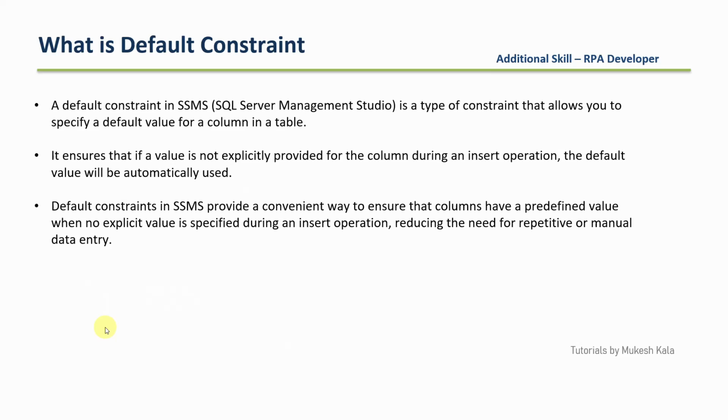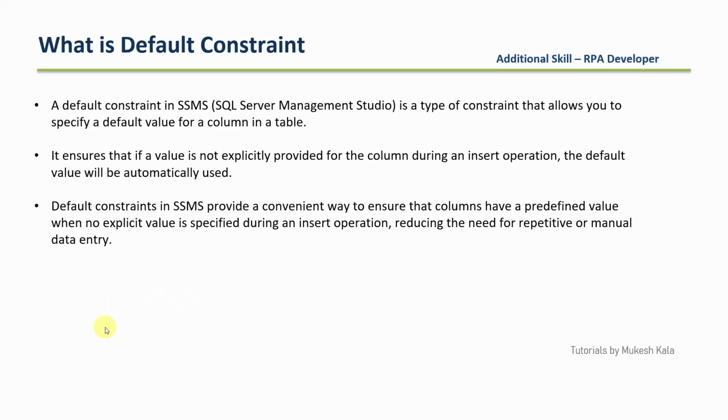Default constraint in SSMS provides a convenient way to ensure that the column has a predefined value when no explicit value is specified in the insert operation, which means that in case you forgot to put the value in the insert, then also this column will have the default value. Okay, how does it look and how can we specify that? Let's see that with an example directly in SQL Server, right?